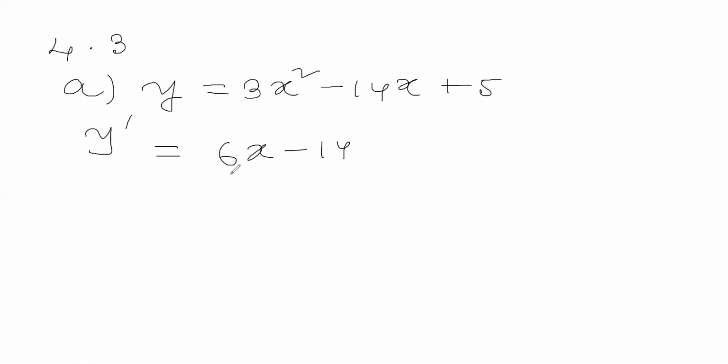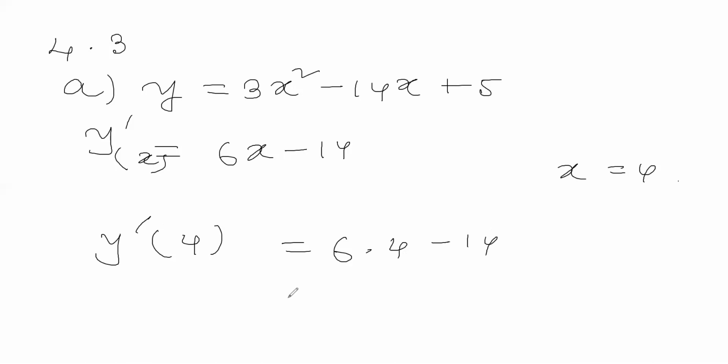Now, this y prime is definitely with respect to x, you have identified here, right? So if we take that x is equal to 4, then instead of y prime of x, we can write y prime of 4 is equal to, we will plug in the value of x over here, which is 6 into 4 minus 14. The calculation is very simple over here. It is 24 minus 14, which is equal to 10, and this is absolutely greater than 0.